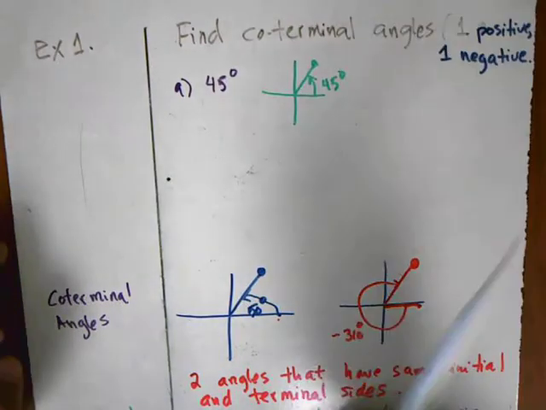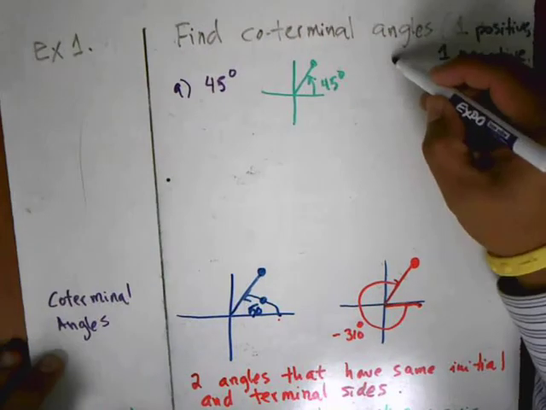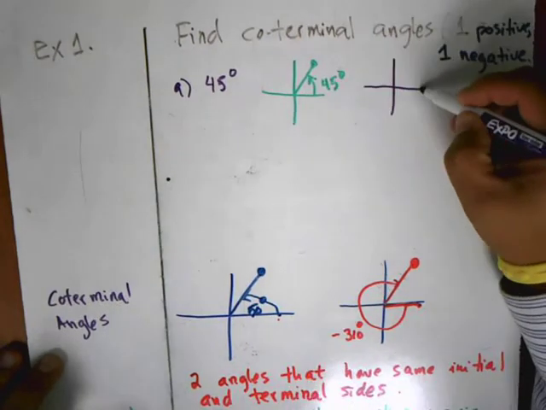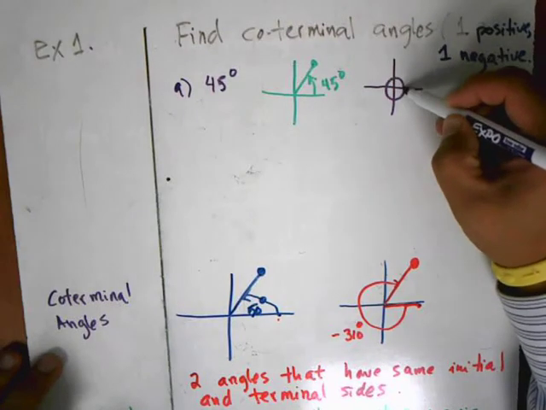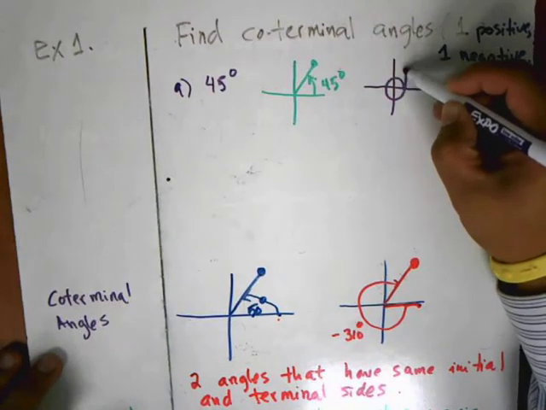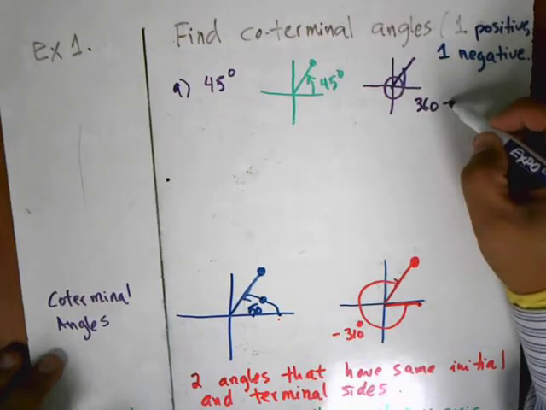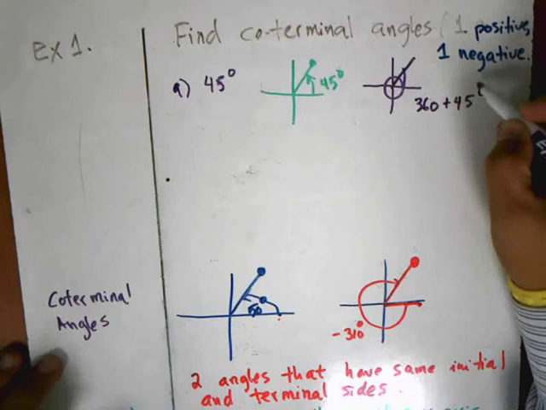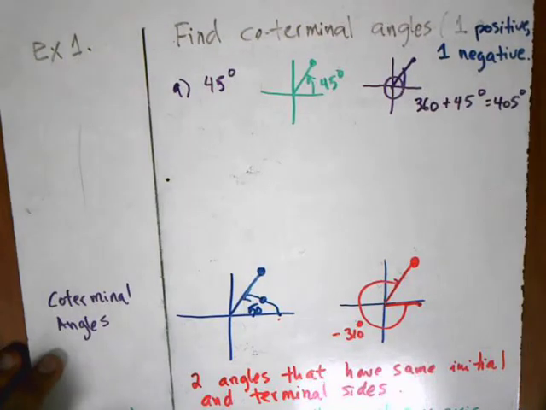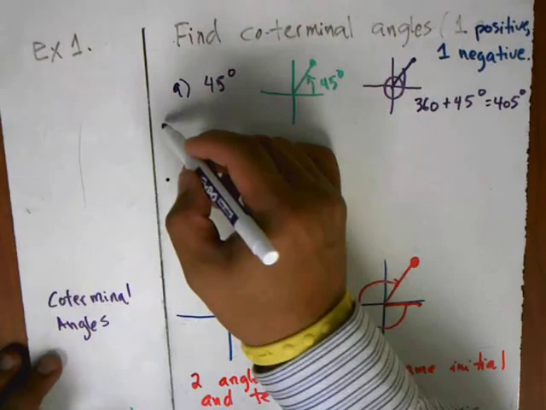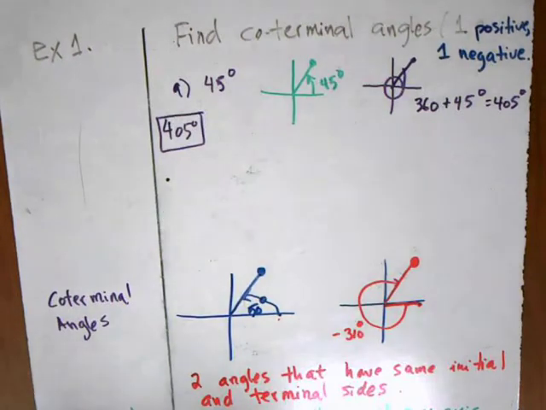And now we need to draw another angle that has the same terminal side, but has been rotated a different number of degrees. One thing that I could do is just rotate all the way around once. That's 360 degrees, and then a little bit more. So this is 360 plus 45 degrees, which is 405 degrees. Okay. And that's one of the positive answers, 405 degrees.